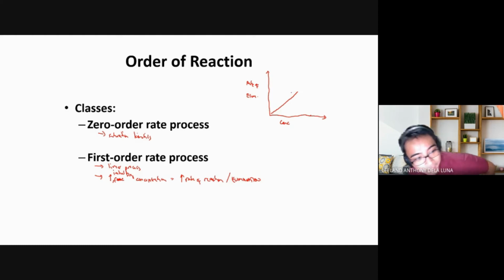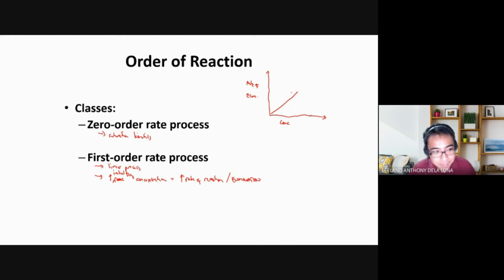Now class, please take note of this. 90% or more than 90% of the drugs in the market right now, class, start at the first order process. Meaning ang order of reaction niya will always be first order process. So majority of our drugs in the market will always follow first order process. However, ayan na naman yung however na yan.